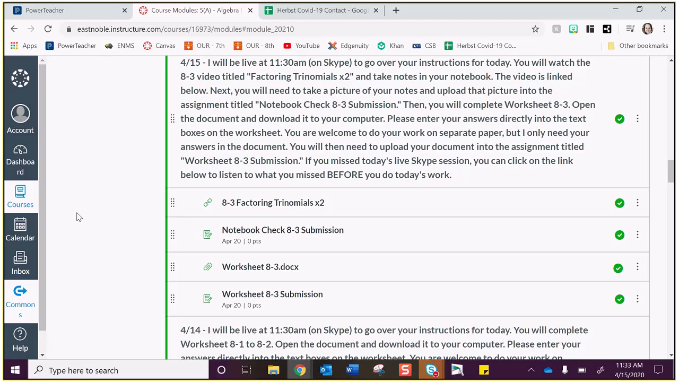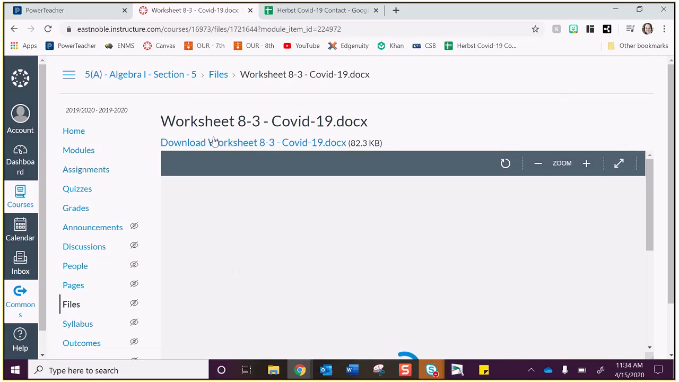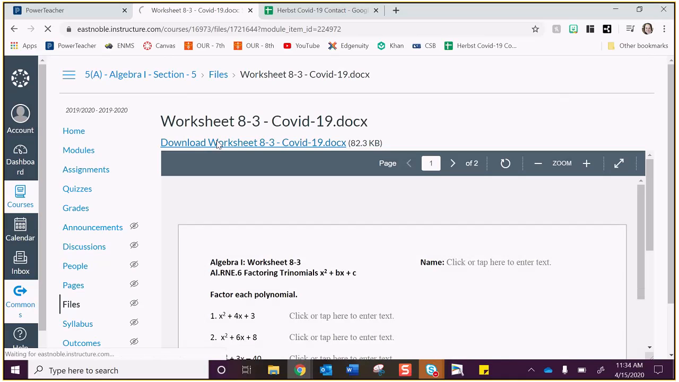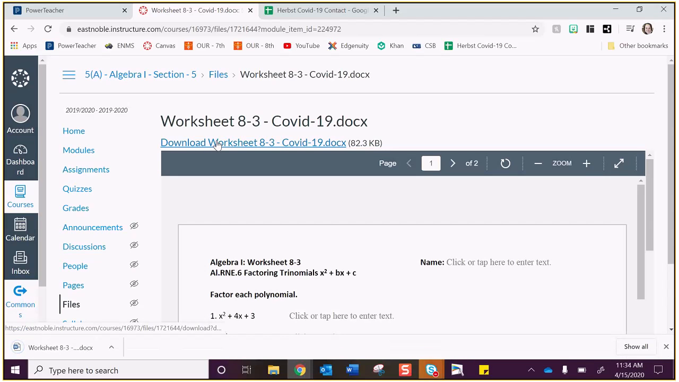You're going to take a picture of your notes just like we've been doing and upload that into the assignment titled Notebook Check 8.3. Then there is the worksheet that you're going to open and download to your computer. Please make sure that you're typing your answers directly into that worksheet and then re-uploading. I'm actually going to click on this so I can show you how to type your answers.